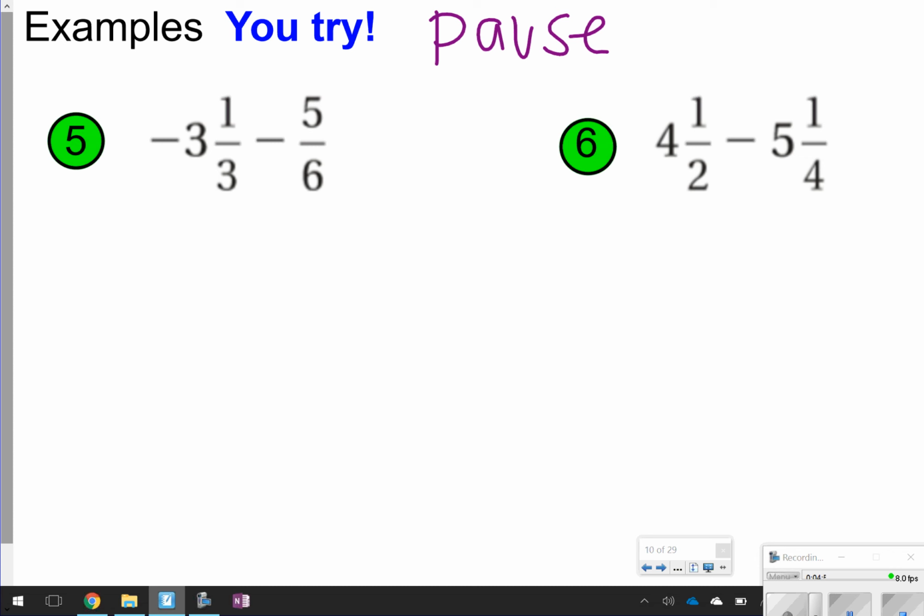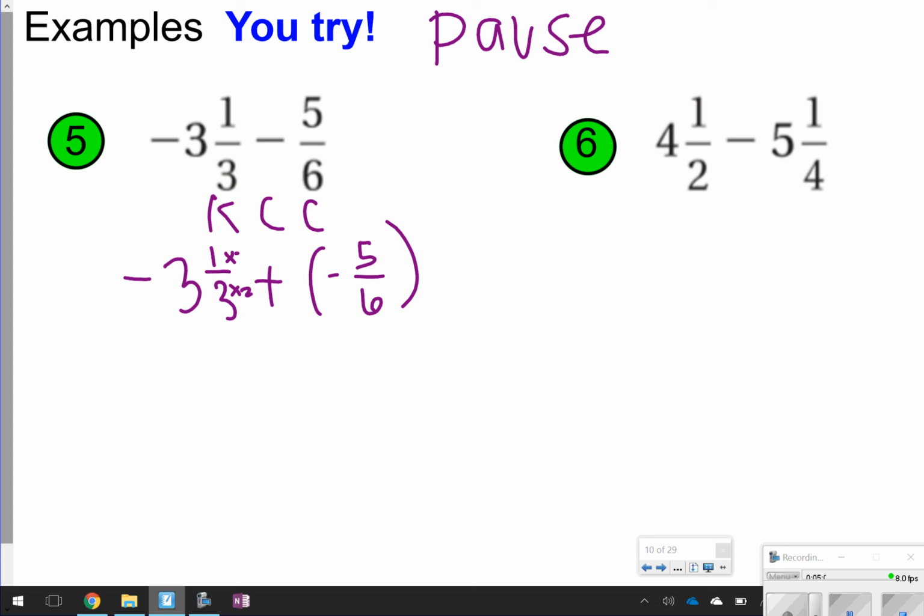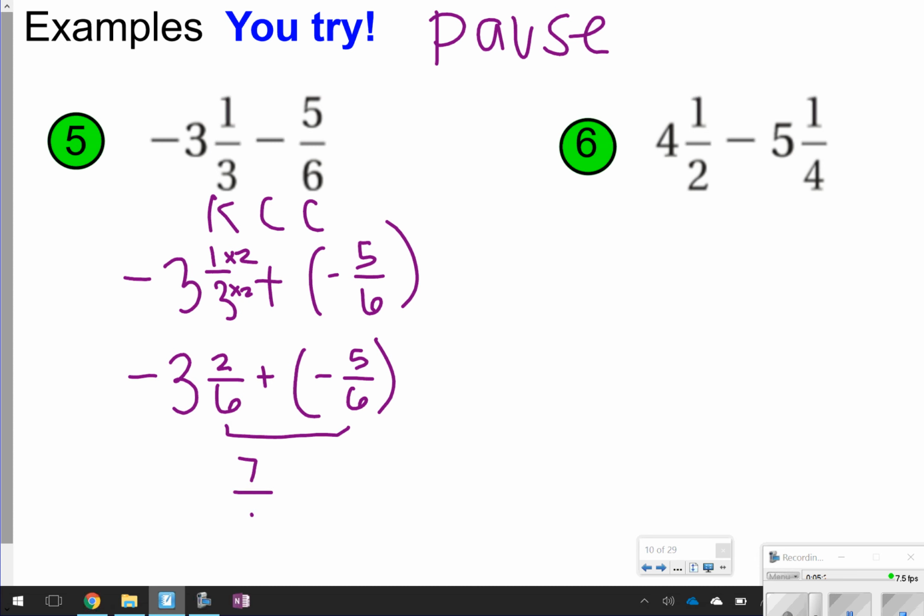Alright, the first thing I'm going to do is probably just go in KCC so I don't forget that. So negative 3 1/3 plus negative 5/6. The next thing I'm going to do is change my denominators. I want the 3 to be a 6, so I'm multiplying both of these by 2. So negative 3 and 1/3 will change to negative 3 and 2/6 plus negative 5/6. I'm going to add the fractions because same sign, add and keep. 2/6 plus 5/6 is going to give me 7/6.